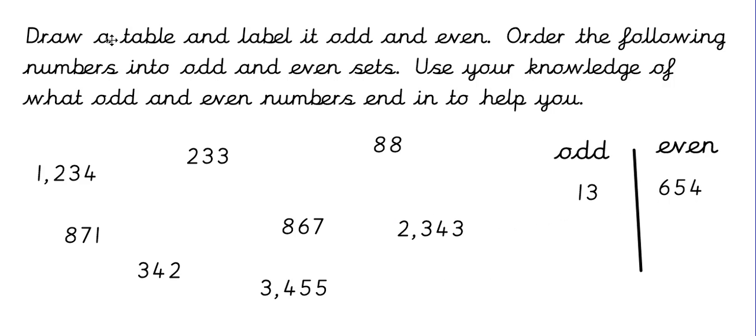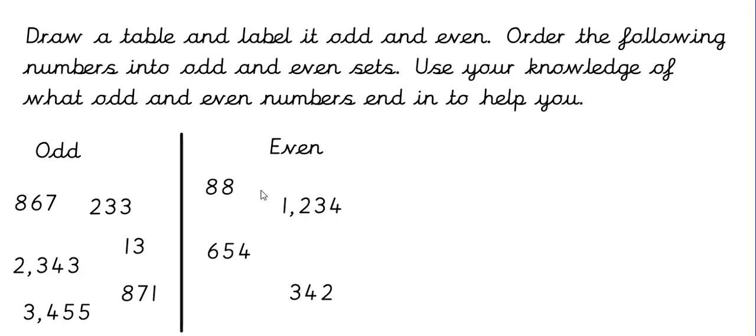Okay then, let's have a look. So these ones here are your odd numbers because they end in a 7, a 3, a 3, a 3, a 5 and a 1. And these ones here are your even numbers because they end in an 8, a 4, a 4 and a 2. So I'll just leave that up there for a second just so you can check your own answers. Okay then, let's move on.